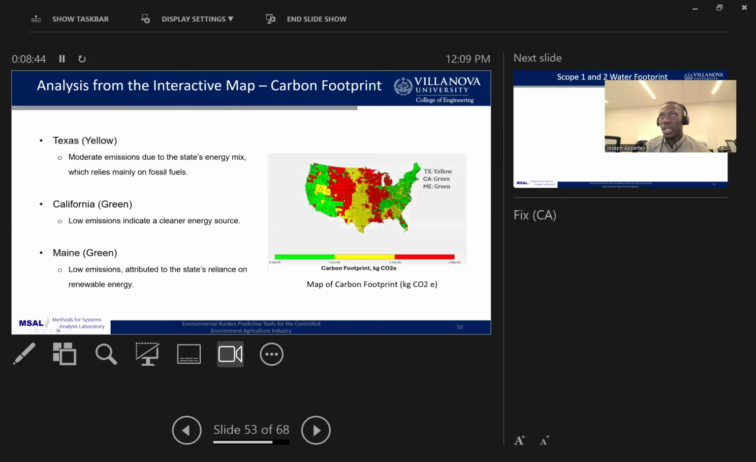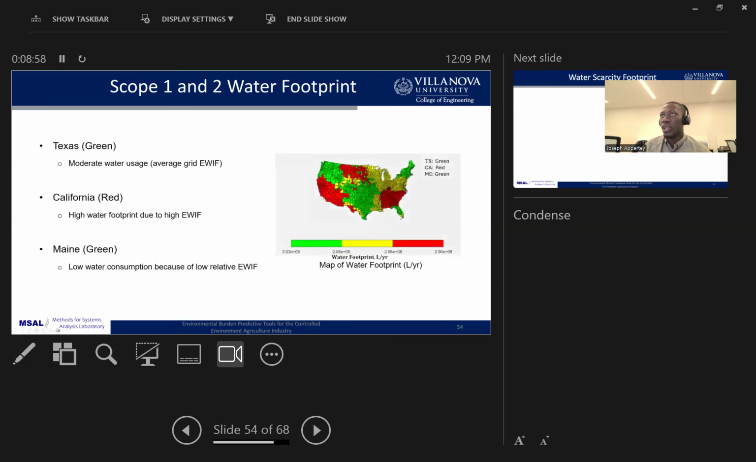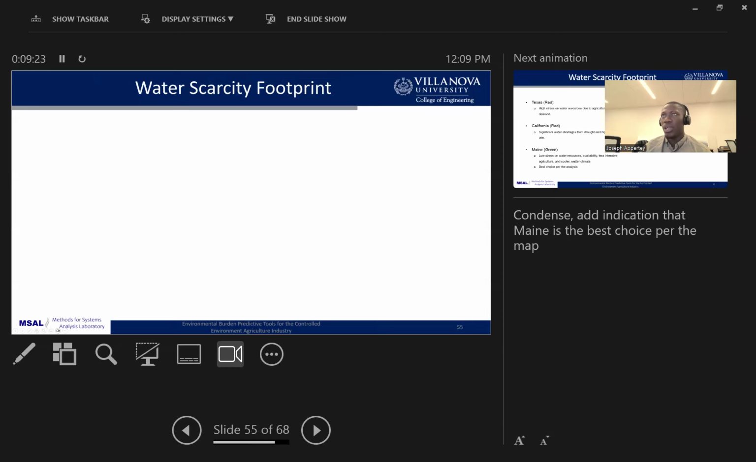So in our analysis, considering the carbon footprint, Texas was color-coded yellow, which shows minimal average impacts, and then we have California in green, Maine in green, which all show a very minimal impact. And then considering the scope 1 and 2 water footprint, we have Texas in green, which shows a low impact as a result of the average grade EWIF. And then California, which is demonstrated in red as a result of the high EWIF, and then Maine is in green as a result of the low EWIF.